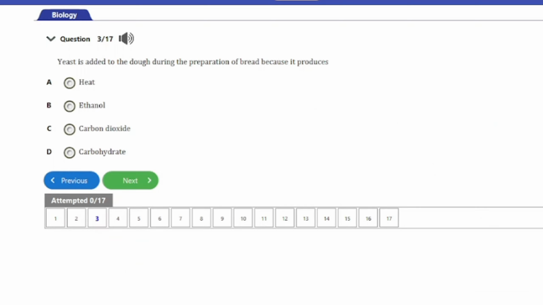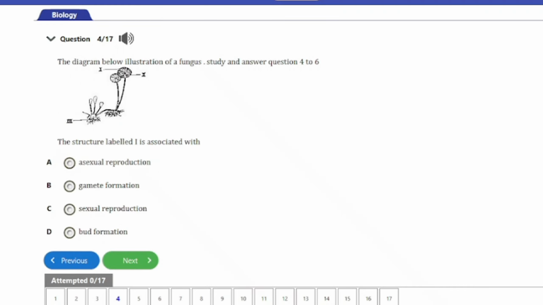Question number 3. It says, yeast is added to the dough during the preparation of bread because it produces A. Heat, B. Ethanol, C. Carbon dioxide, D. Carbohydrates. So the answer to this question is option C, and that's carbon dioxide. Let's go ahead and consider the next question. So that's question number 4.